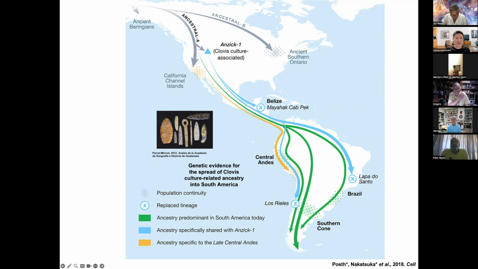where individuals in Peru have this extra ancestry after 4,000 years ago that is related to people with Northwest Mexican ancestry that we found. So right now it's labeled as California Channel Islands, but actually it's more of a Mexican ancestry that's coming into the Central Andes.